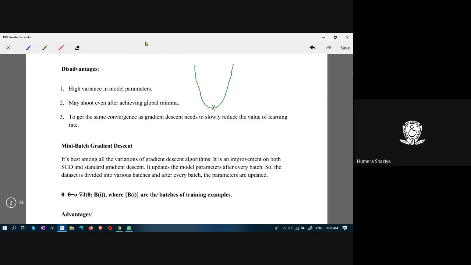What happens? This is our global minimum. Assume this is global minimum. Sometimes it may happen that it may shoot. Okay, actually this is not overshoot, this is shoot. So even after reaching this point, it may move further. That is, even after achieving the global minima, it goes further to find whether another optima exists.